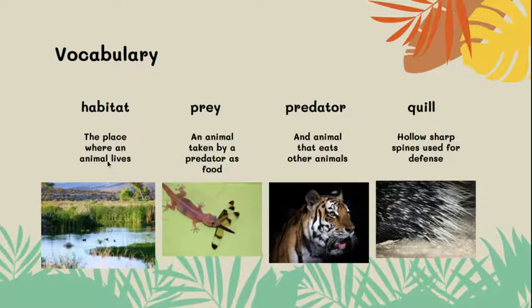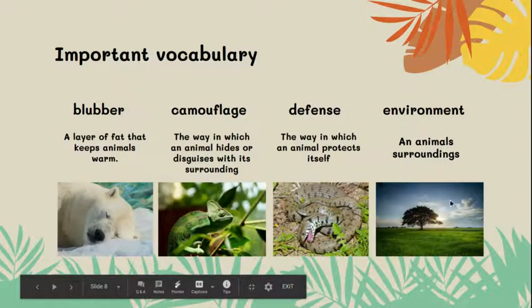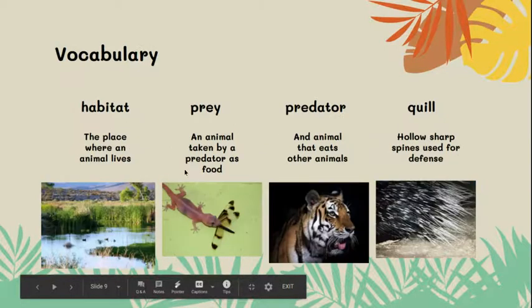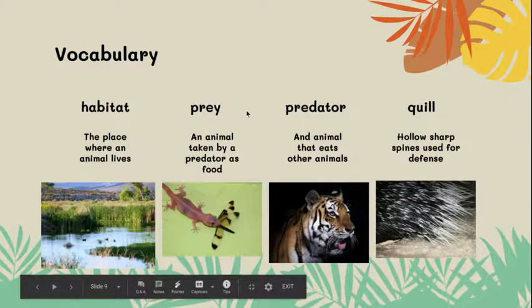A habitat is the place where an animal lives. So, environment is just the surroundings, what's around the animal. But a habitat is where they actually live. So, these animals here in the water live here. It looks like some sort of grassland. Okay, that's called a habitat. That's where they live. So, these animals' habitats would be a grassland. Okay.